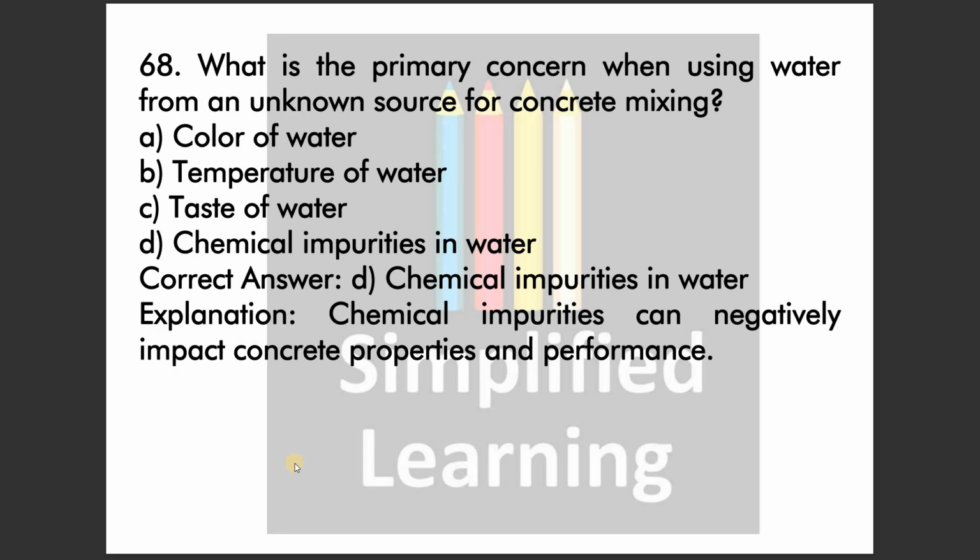And what is the primary concern when using water from an unknown source for concrete mixing? It doesn't have anything to do with aesthetic properties, that is, what is the color of water, or the temperature of water, or the taste of water. Ultimately the chemical impurities that are present in water are going to affect the concrete mix. That's why the correct answer is that chemical impurities in water are the primary concern.